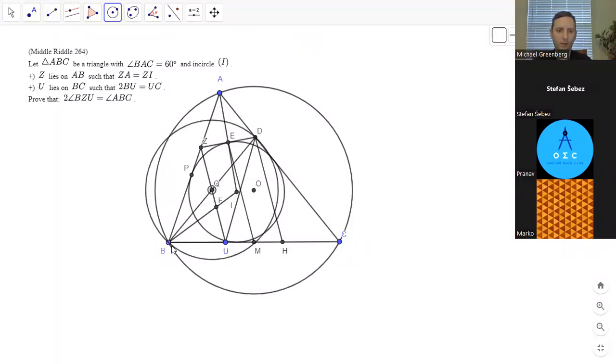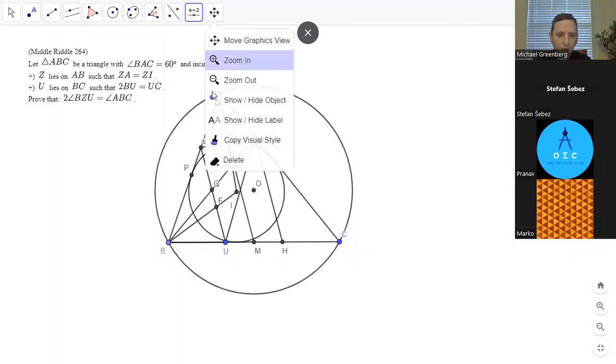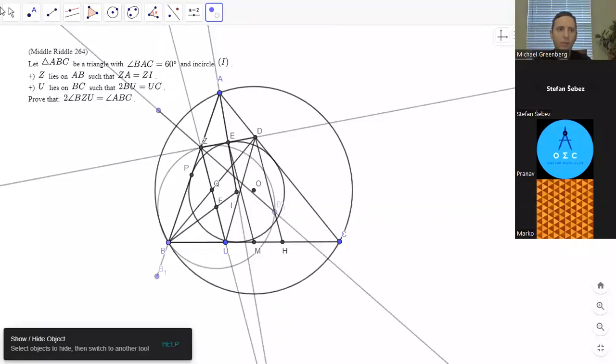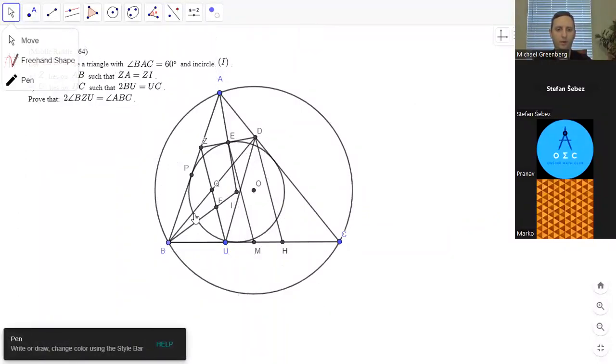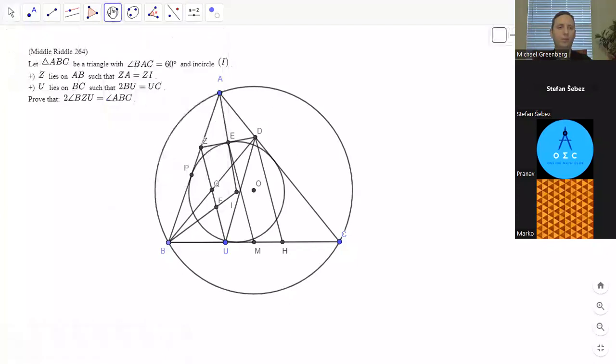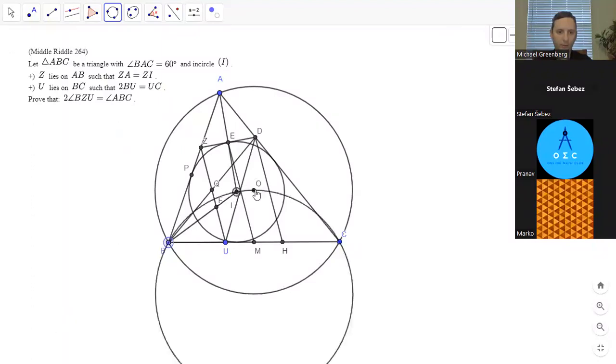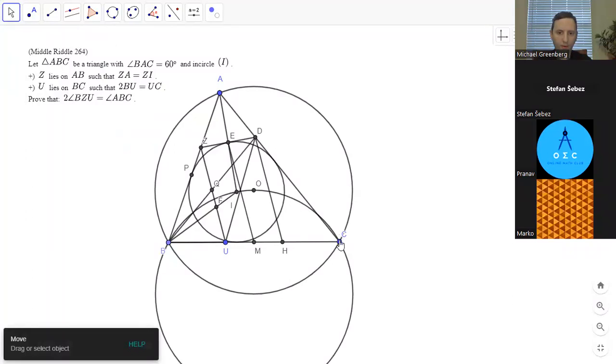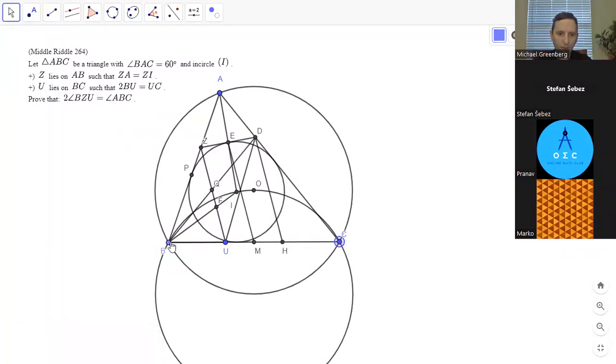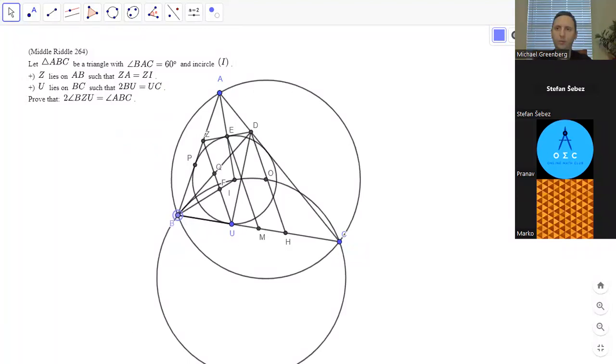Yeah. And then it almost looked like something occurred here. Oh, was it just the circle BIOC? Yeah, it looks like this point lies on that circle, but I don't know if that helps. Oh, that's not true. Okay.